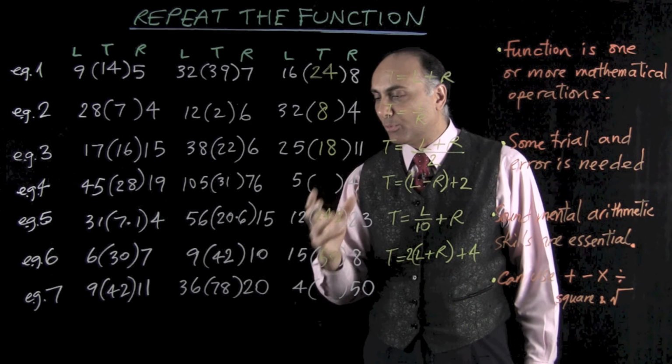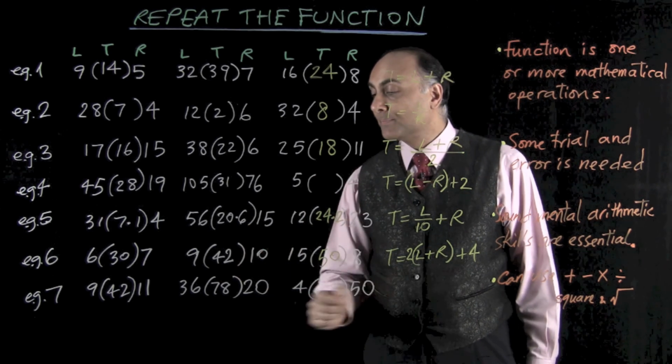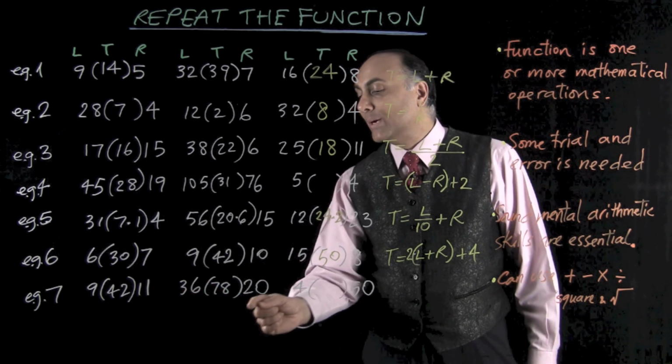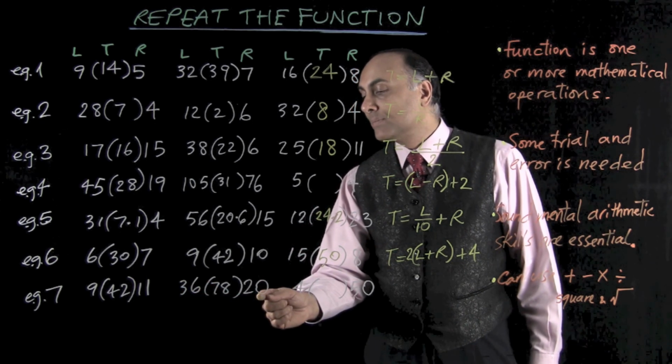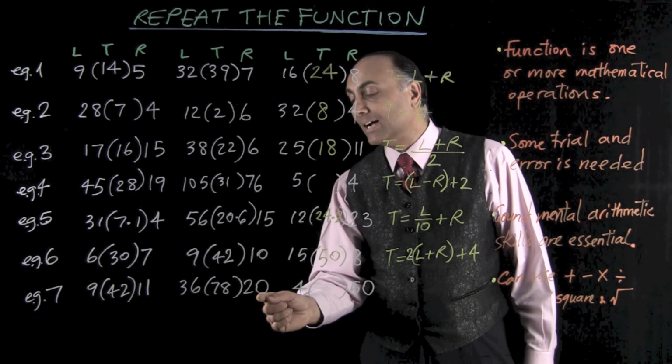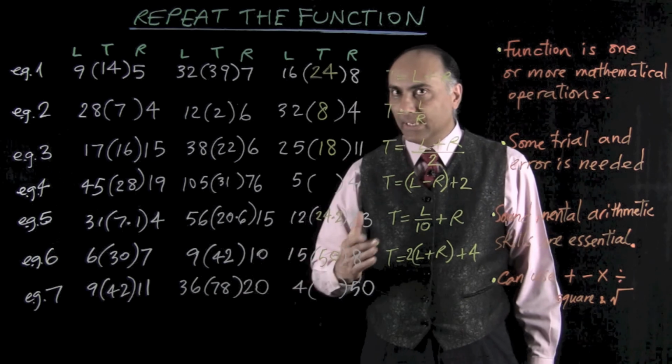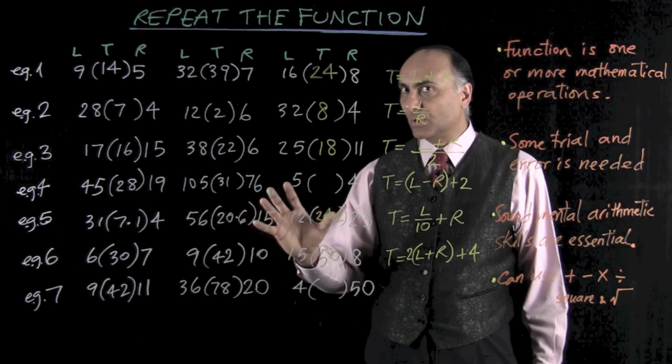Let me repeat those 3 operations to see if it does work here. Square root of 36 is 6. 6 times 20 is 120. And 120 add 9 would be 129. So it worked here, but not here, which means that I haven't got the right function.